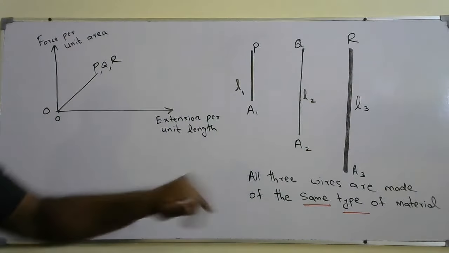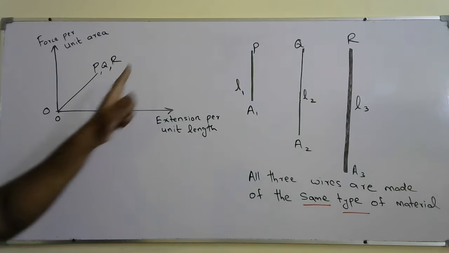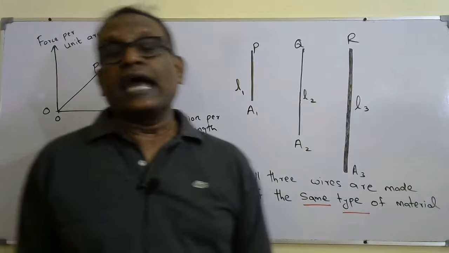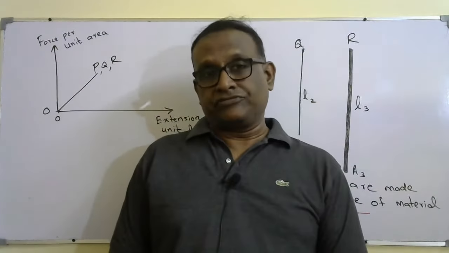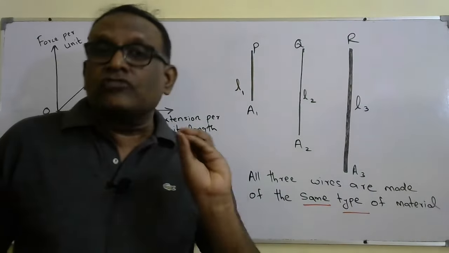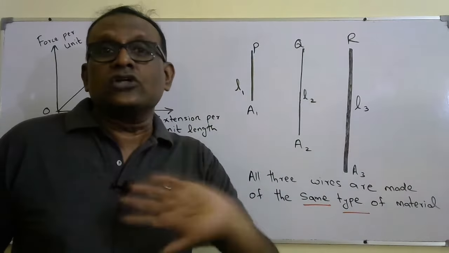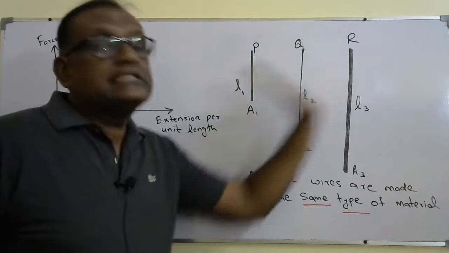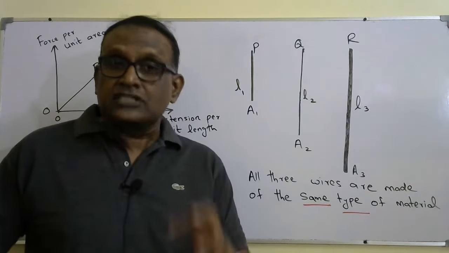Already P and Q are overlapping. The graph R also will overlap. That means all these three materials have the same stiffness. That means the stiffness of a material does not depend on the dimensions of the material.